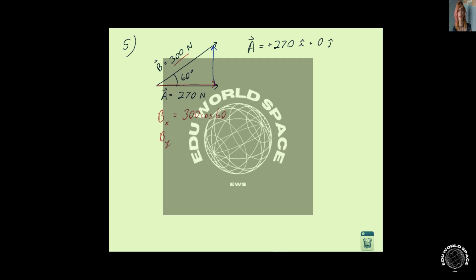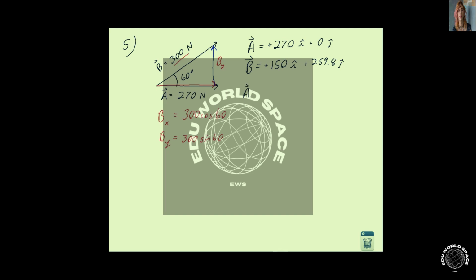And B in the y direction then, since it's the side opposite, is going to be the sine. So 300 times the sine of 60 degrees gives us those. So in unit vector notation, for vector B, after we plug that stuff into the calculator, we're looking at 150 in the positive I direction, and we're looking at 259.8 in the positive J direction.